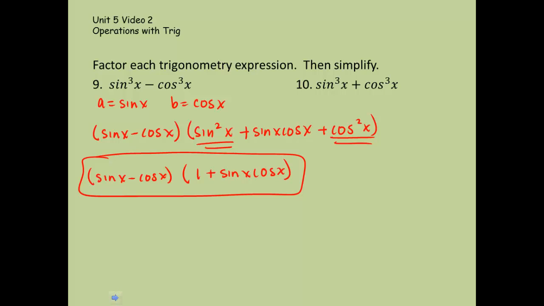Alright, that's everything we're going to do on this worksheet, and we will continue to use these in class for the next couple days on verifying these.